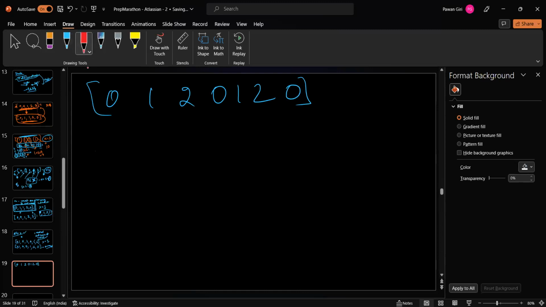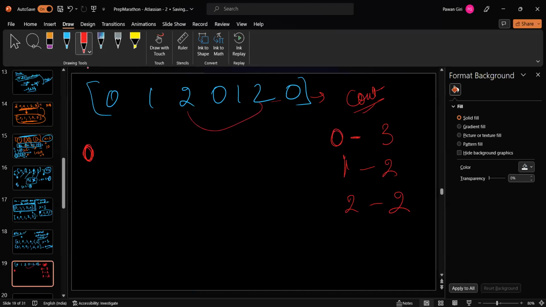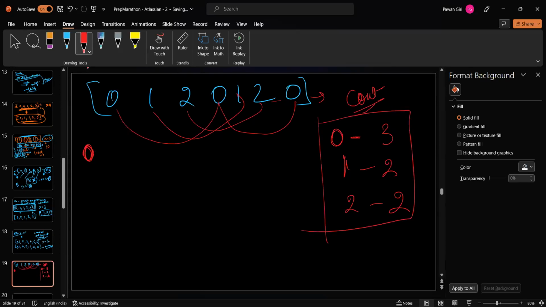Now how will we work? I am starting from the extreme 0. I created a map to store the frequency of every element. So in that map I am storing that 0 is occurring 3 times, 1 is occurring 2 times, and 2 is occurring 2 times. So this I have stored in the map.